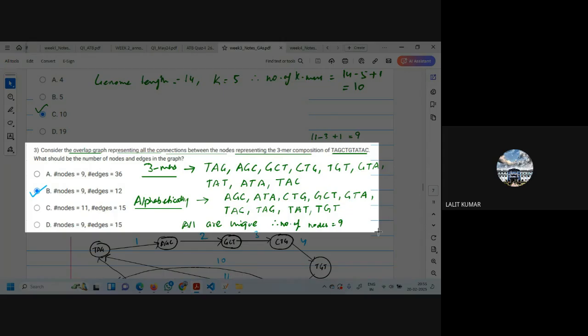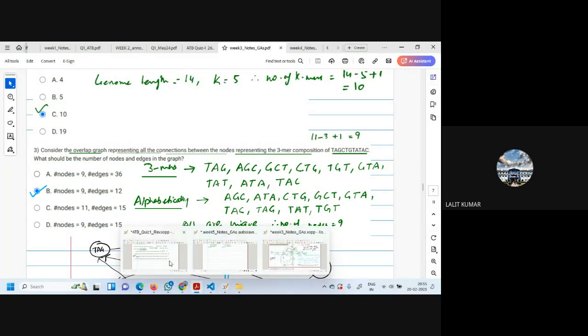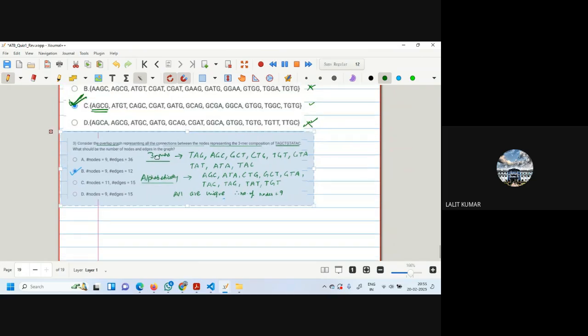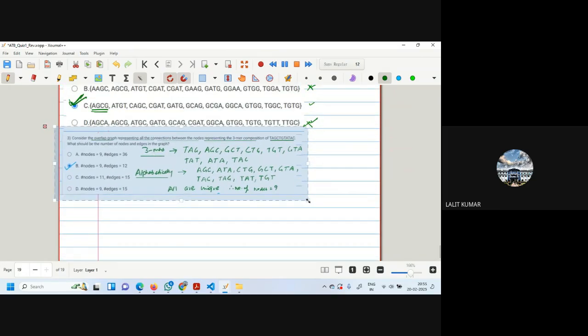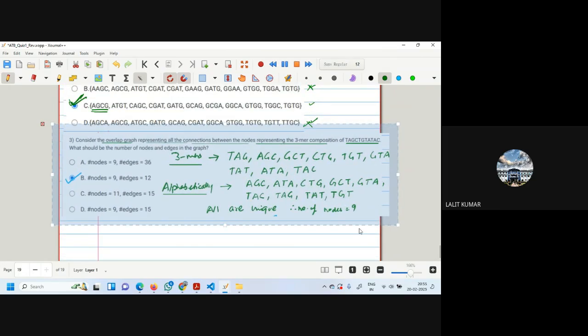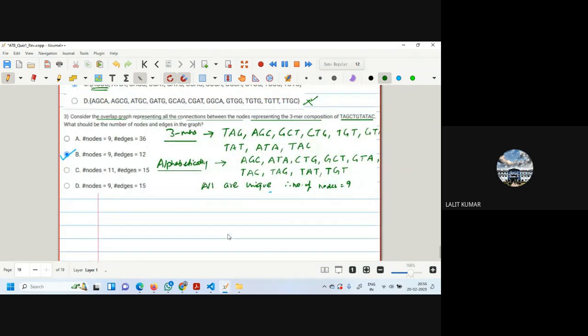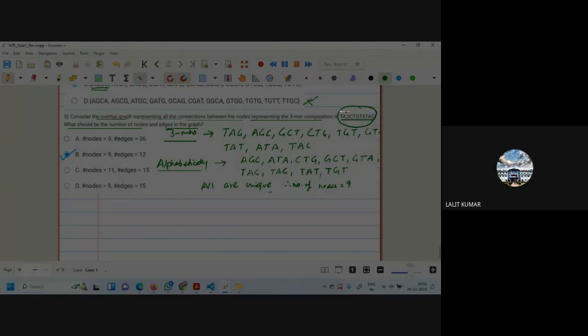Okay, so this is one interesting question. This we can solve, and why we are doing that, because somebody had told yesterday that this time they might ask some trickier questions also, because previous PYQs are easy. So we will check this. So the question is, consider the overlap graph representing all the connections between the nodes representing the 3-mer composition of this. So what should be the number of nodes and the edges in the graph? So how do we do that? We know the process of this.